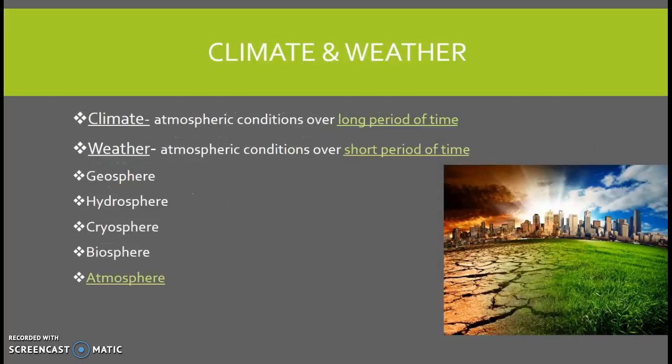Climate and weather. So the climate is atmospheric conditions over a long period of time, as weather is a short period of time. I did the geosphere, hydrosphere, cryosphere, biosphere and atmosphere just to see the different types of spheres that are on our Earth and what we use. I did atmosphere because that relates to the climate and weather.